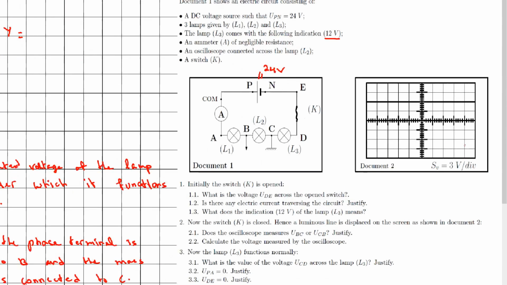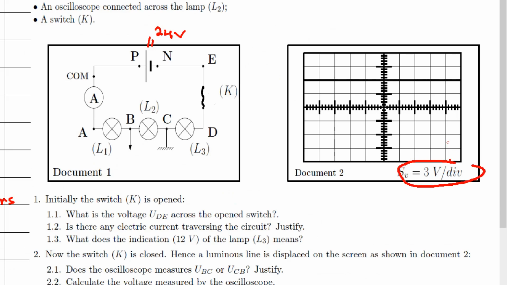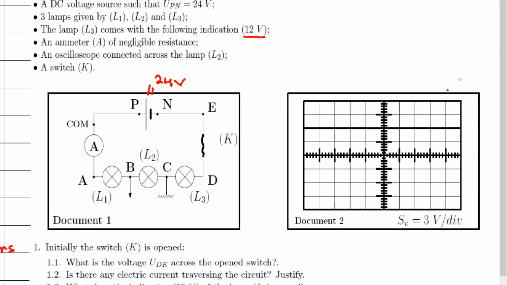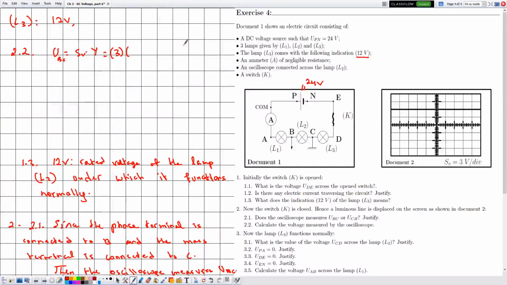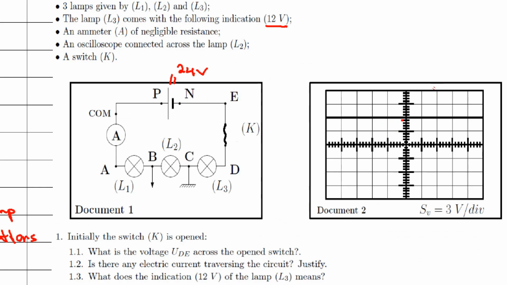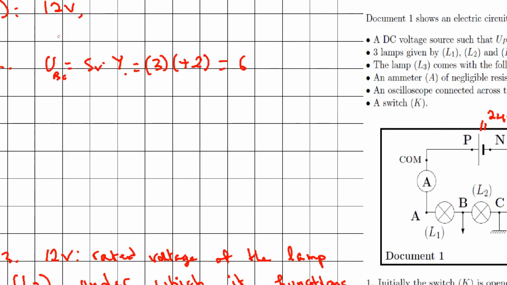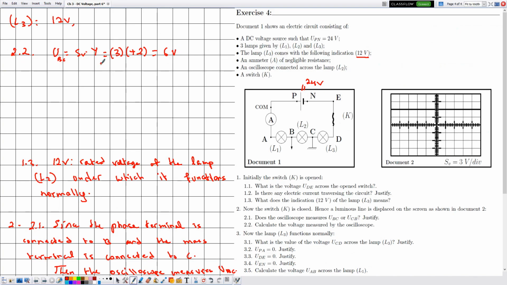Now the vertical sensitivity is given here on the screen of the oscilloscope, so 3. And because the luminous line is displaced upward, the value of Y is positive, and the number of divisions displaced by the luminous line is given by 1, 2. This will give us 6. Since Y is in the SI and SV is in the SI, U is in the SI, given by volts. So UBC is equal to 6 volts.